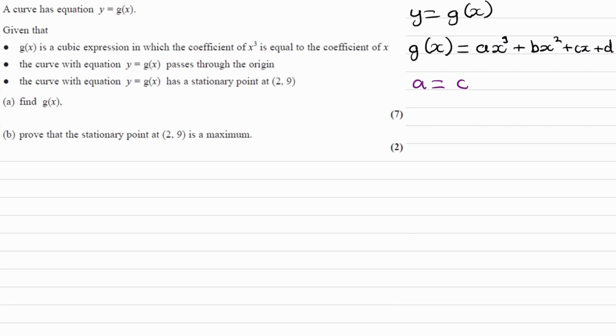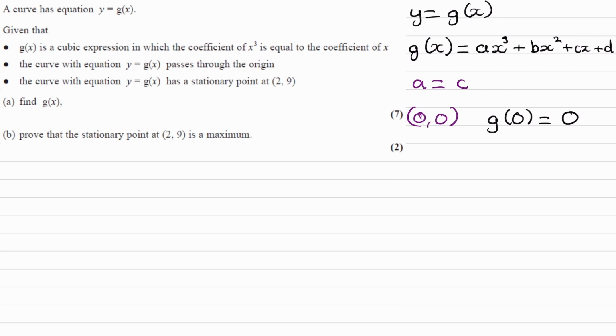For the second bullet point, the curve with equation y is equal to g of x passes through the origin. So that means that the point 0, 0 is on our curve. So what that means is that g of 0 would be equal to 0. We put in x is equal to 0, and that should give us 0.